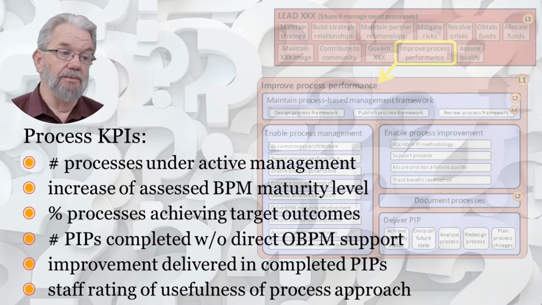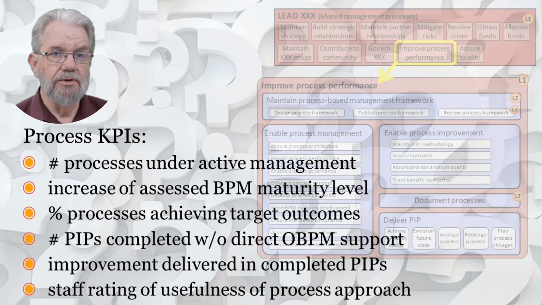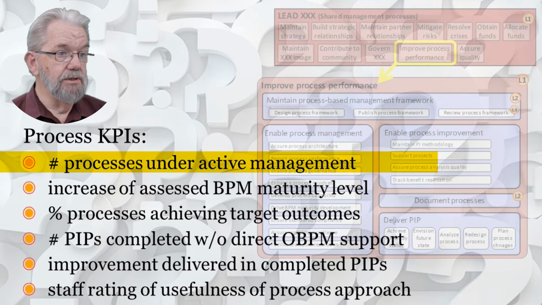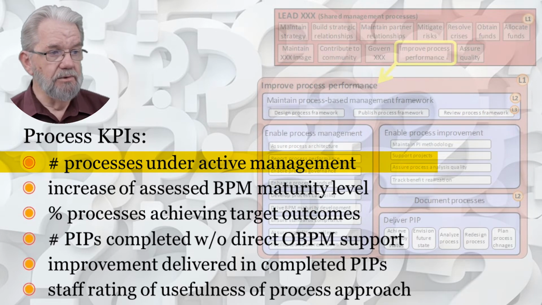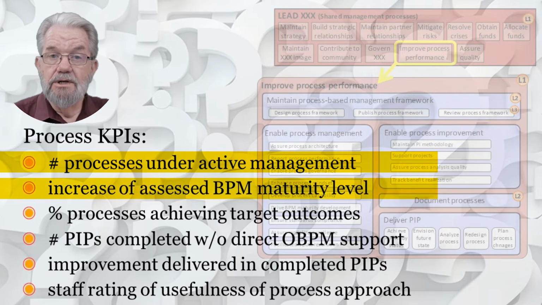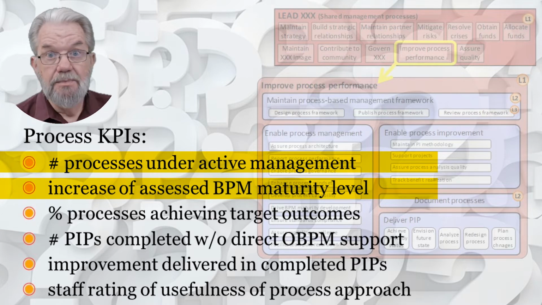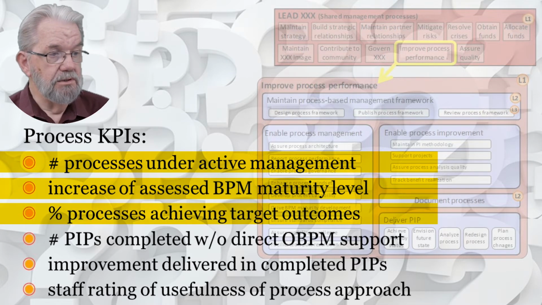So these are just some examples. You may or may not use these. You're welcome to if they're useful for you. But just a number of processes in the organisation under active management, that would give you a nice sense of what's happening. Not by itself, but none of these things work by themselves as a rule. What is the increase of BPM maturity? Now that can be relatively easily measured and on a repeatable basis, perhaps annually. How many processes are achieving their targets? That would be nice to know.